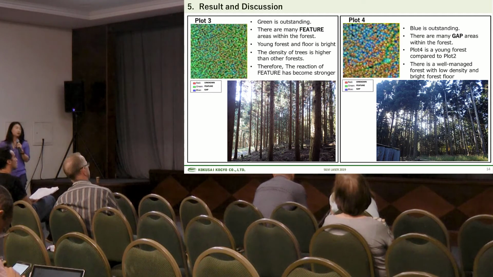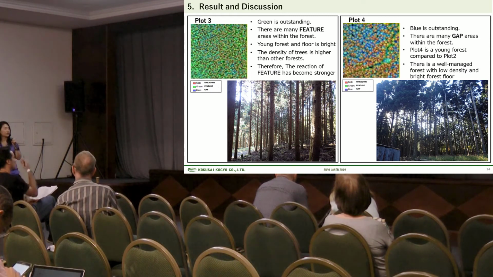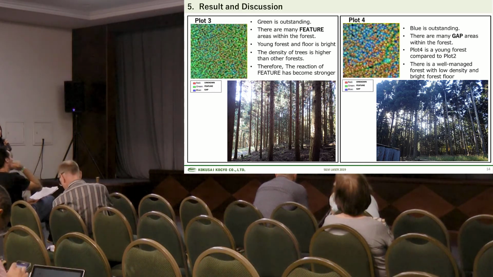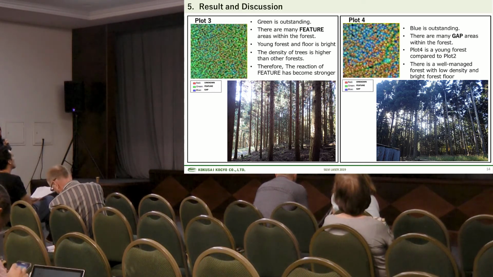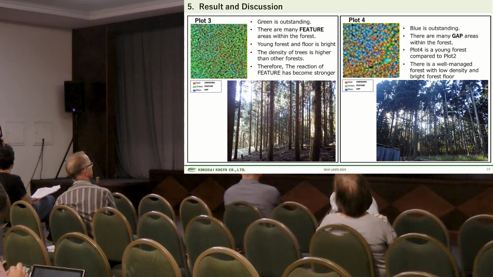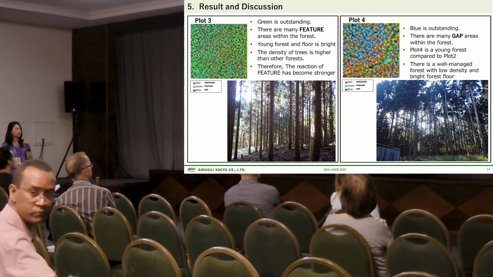And next, plot 3. In plot 3, green is outstanding. That is, there are many feature areas within the forest. So plot 3 is a young forest. The floor is bright, but the density of trees is higher than in other forests. Therefore, the reflection from features has become stronger.